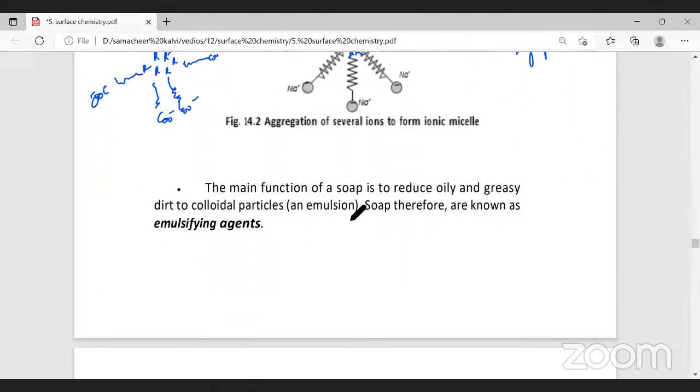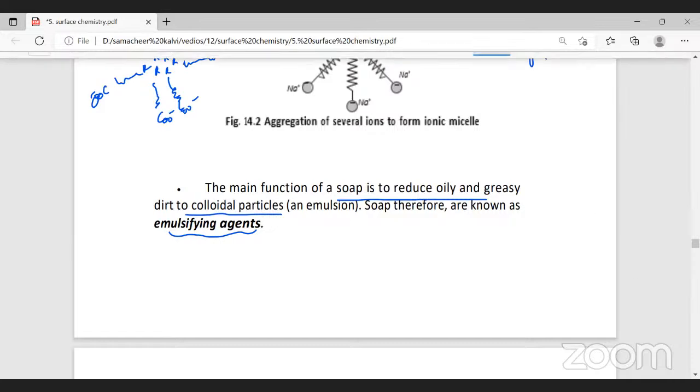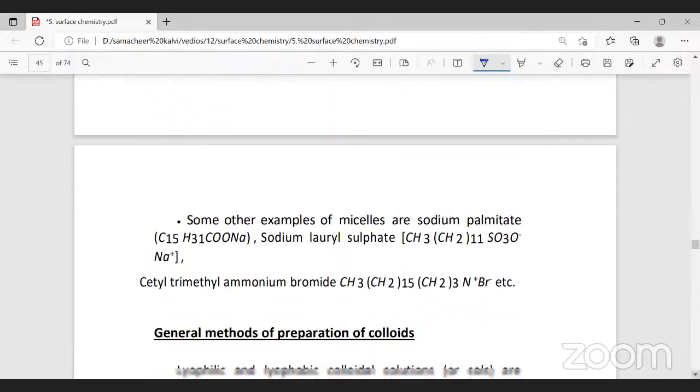The main function of a soap is to reduce oily and greasy dirt to colloidal particles, an emulsion. Soaps, therefore, are known as emulsifying agents. The function of soap is to reduce oily and greasy dirt to colloidal size particles. Therefore, soap is also called an emulsifying agent.